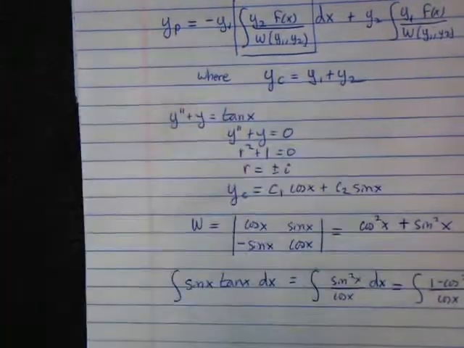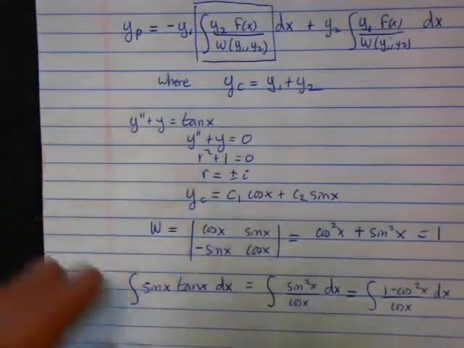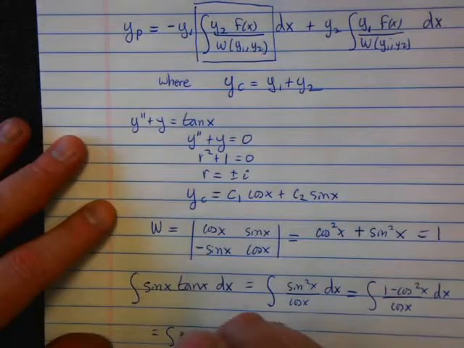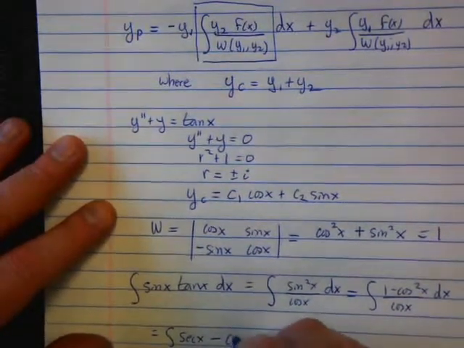How about taking sine squared and writing it as 1 minus cosine squared? That's too easy. That was no fun. And then 1 divided by cosine is secant. So this becomes the integral of secant x minus cosine squared over cosine, that's cosine x.